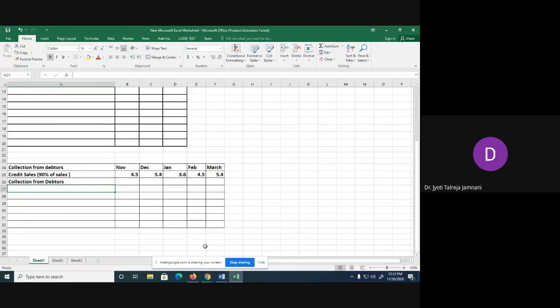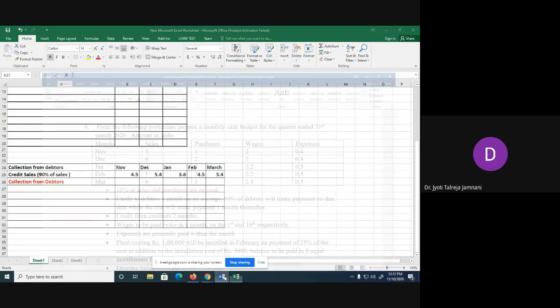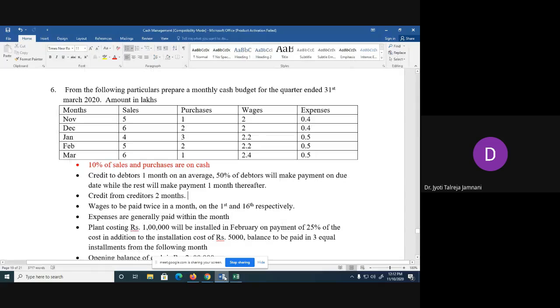So how are we going to collect? We will see. Here we do not have anything. Below that we'll write the collections. They have said credit to debtors 1 month on an average. So we are giving 1 month time to pay the money. But see further what they're saying, 50% of debtors will make payment on due date. What is the due date? Due date is 1 month after we have sold.